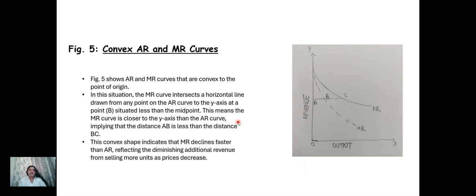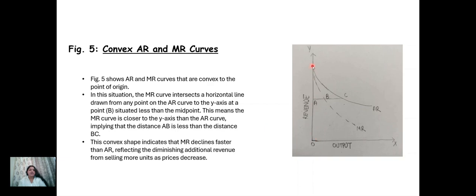Convex AR and MR curves. You can see, like in the past slides, we just see that the line declines or increases. There is no curve of upward and downward direction. Here we have to take AR and MR curves that are convex to the point of origin, and the MR curve intersects at the origin line.